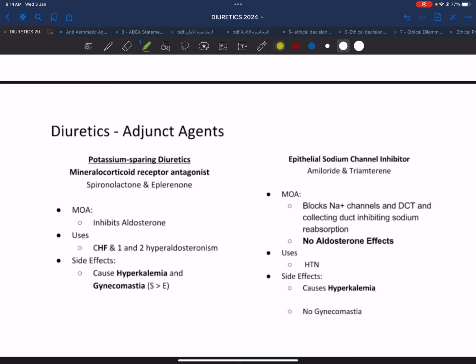Side effects: hyperkalemia. Why? Because it also spares potassium. It doesn't say anything to potassium. But it does not cause gynecomastia. Why? Because gynecomastia is related to aldosterone and it has nothing to do with aldosterone. This is the story of diuretics.